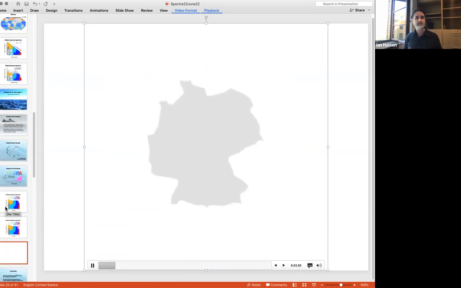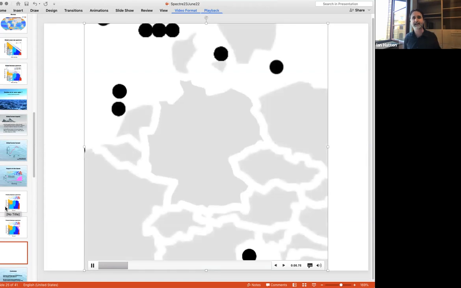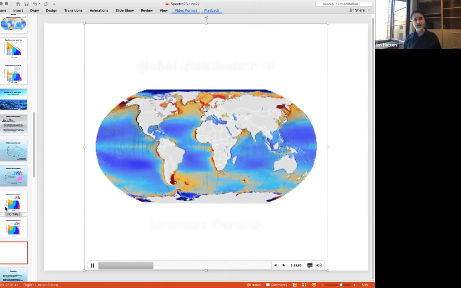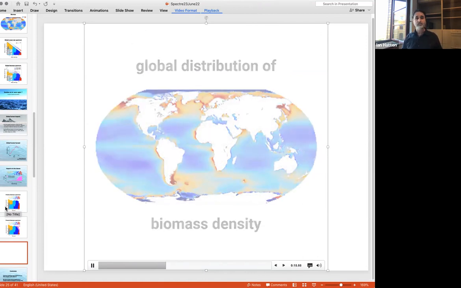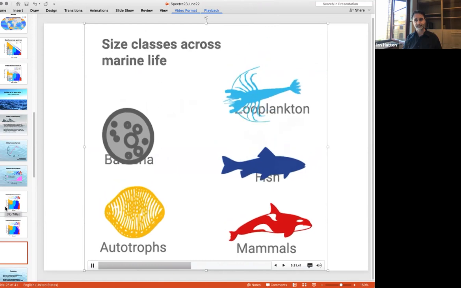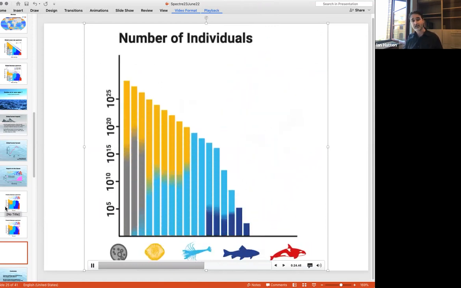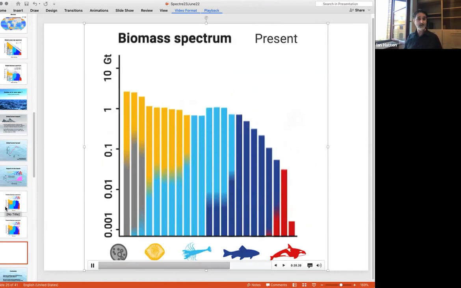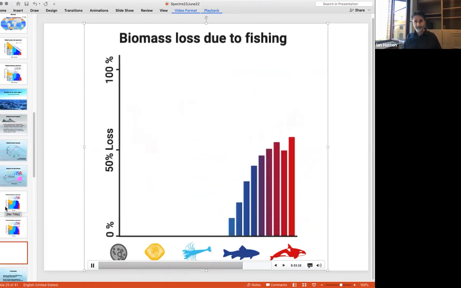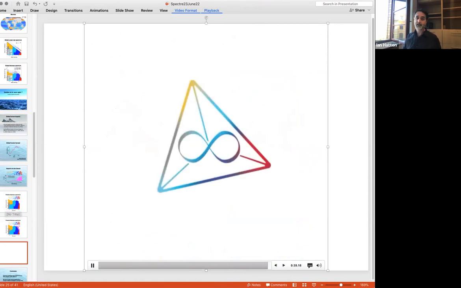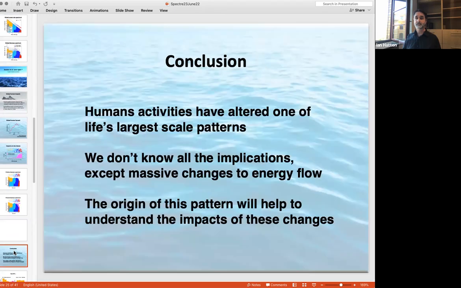Basically, we took water samples, satellite imagery, process models, global species surveys, and a variety of other data sources to estimate the global distribution of biomass density, which we then partitioned into size classes of 5 major groups. And based on these estimates, we constructed the pristine, pre-1850 biomass spectrum, which we found to be surprisingly even. But comparing that to today, fishing and whaling have significantly impacted larger size classes, and I would say altered one of life's largest scale patterns. So that's where we can conclude.